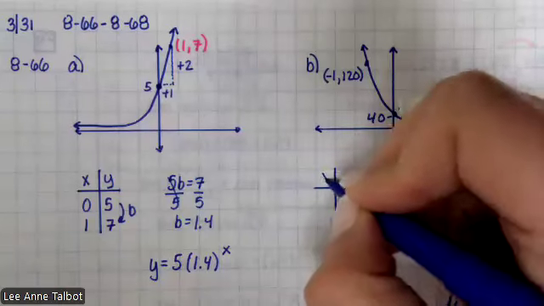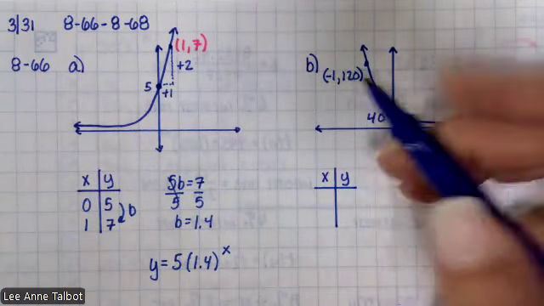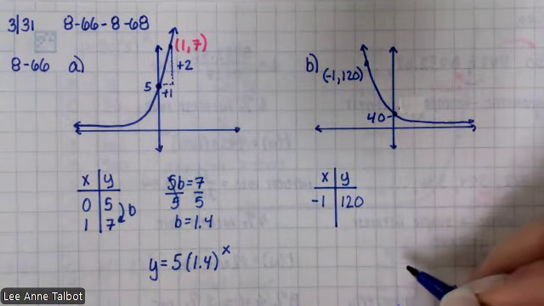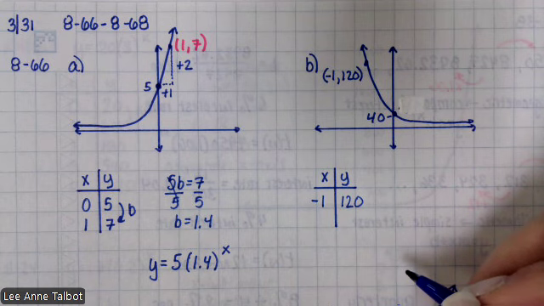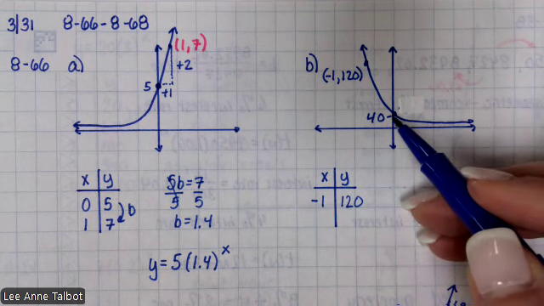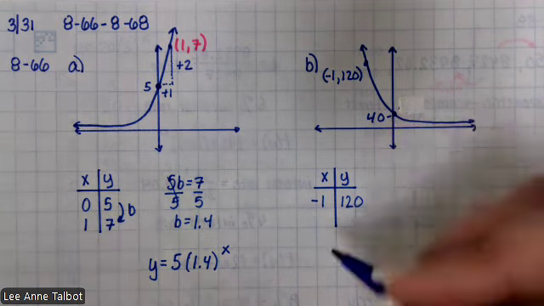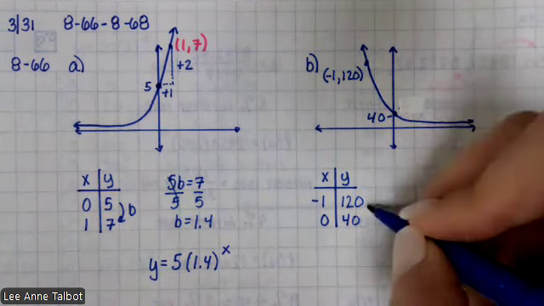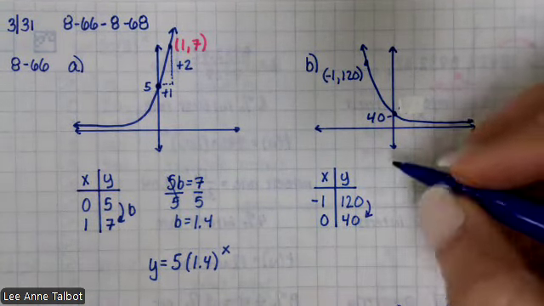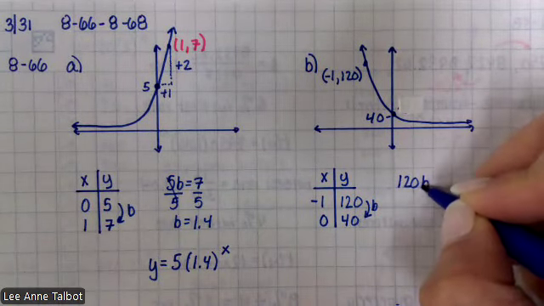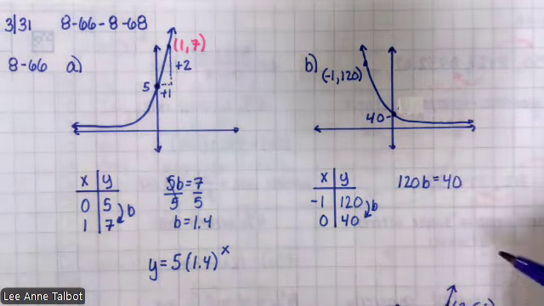Okay, B. My first point that I have is -1, 120. What coordinate is this if it's right on the axis there? 0, 40. Great. 120 times B is 40.